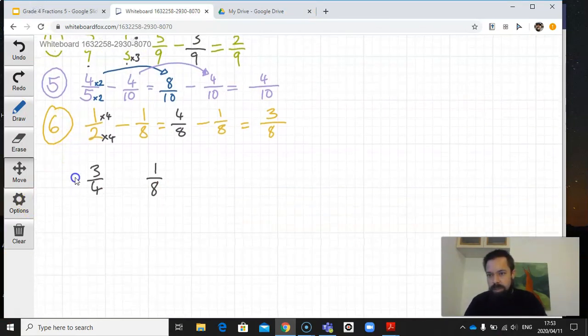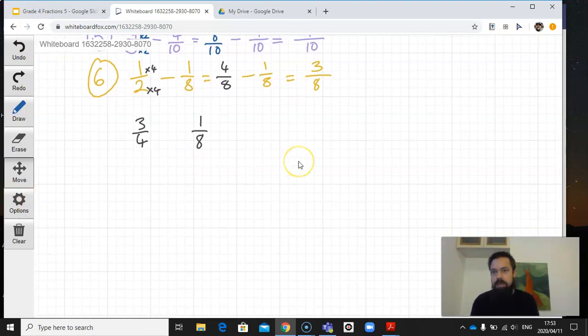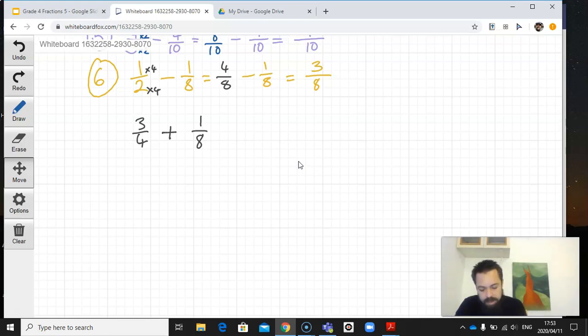So I've written down the important part. We have 3/4, which is how much you ate, and we have 1/8, which is how much your sister ate. And we want to work out how much, first of all, we ate all together, and then we can see what's left over. So when we want to see how much you ate together, we're going to add those. Our rule says we can't add ones that have different denominators, so we need to make them the same.